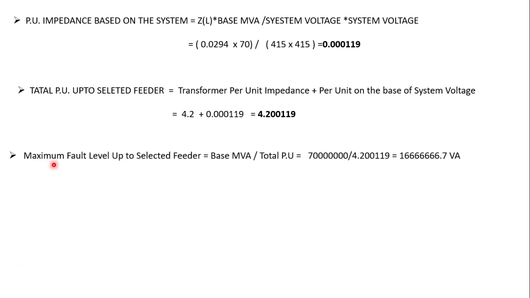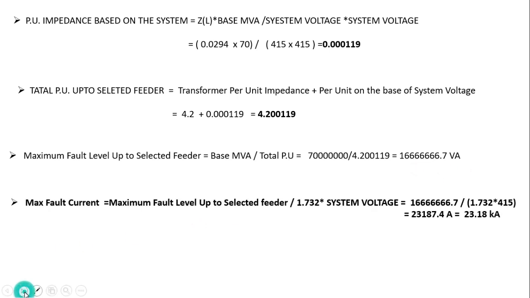Now let's write the formula. The maximum fault level up to this point is base MVA divided by total PU. So this is the base MVA, 70 MVA actually, divided by 4.2, which is the total per unit impedance, and if you calculate this, this will be the value.